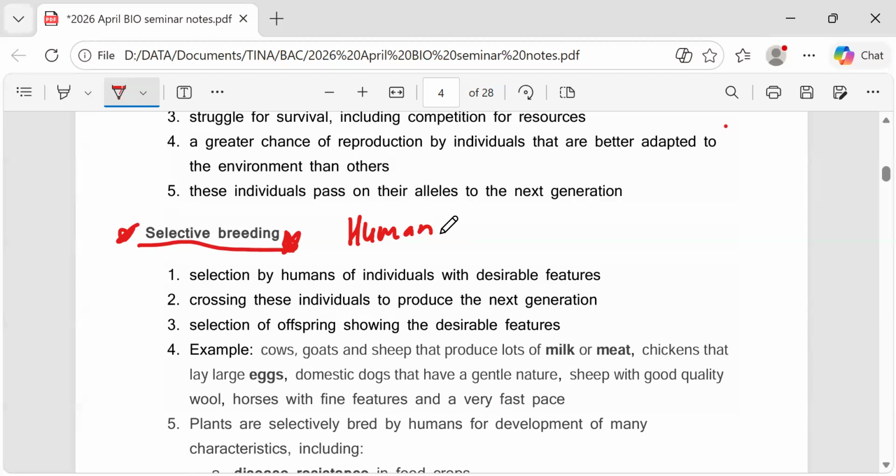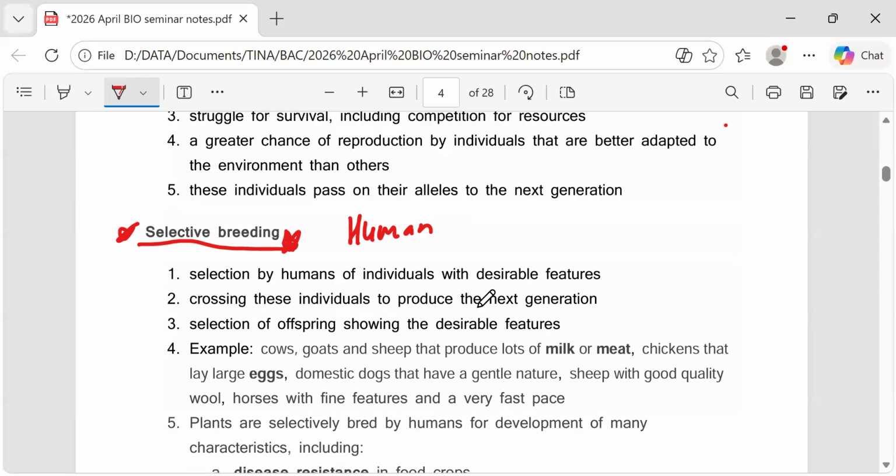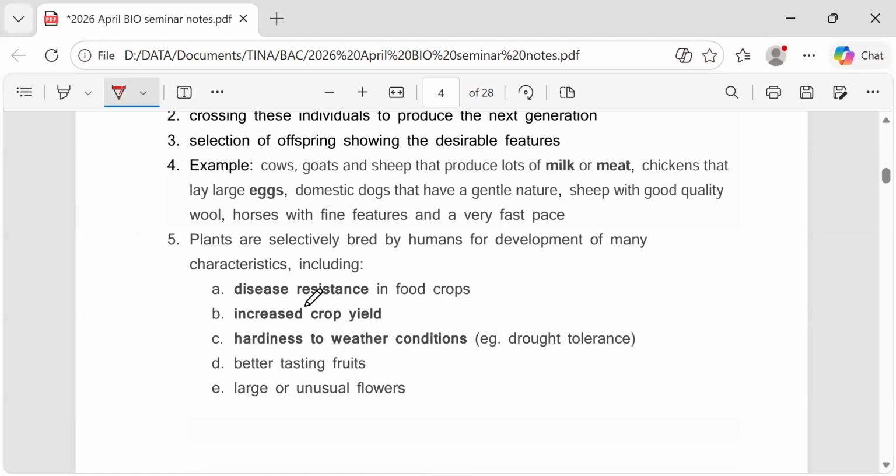Okay? So how do we choose? We choose according to the amount of meat they have, amount of milk they have, amount of eggs they have. And then we just keep choosing individuals with that particular feature. We choose them to breed, or if it's plants, we say cross. Don't write things like choose them to have sex. If it's animals, we say breed. If it's plants, we say cross. Then from the offspring, we choose the individual with the desired features and repeat for many generations. For example, crops that are disease resistant, higher crop yield, can survive in very harsh conditions, better tasting, and large or unusual flowers.